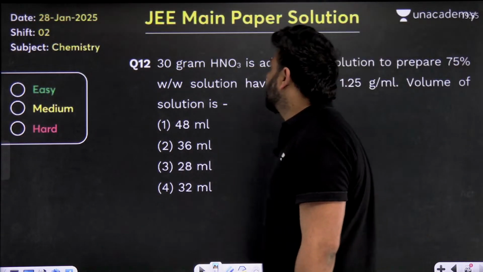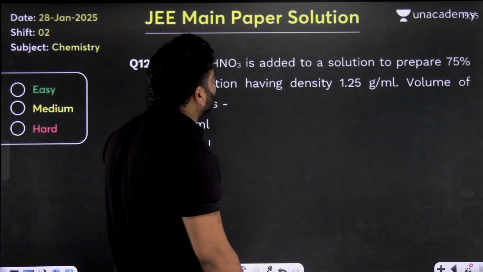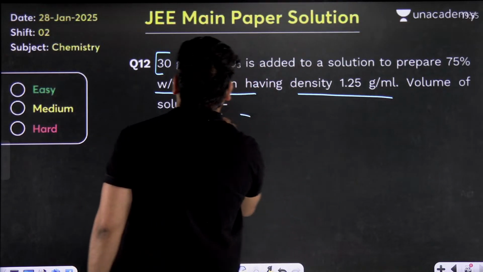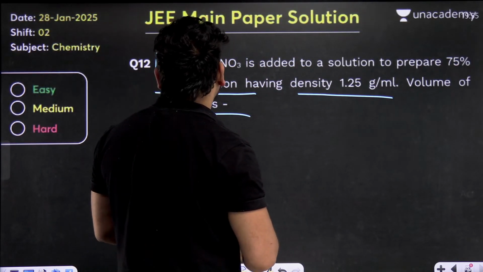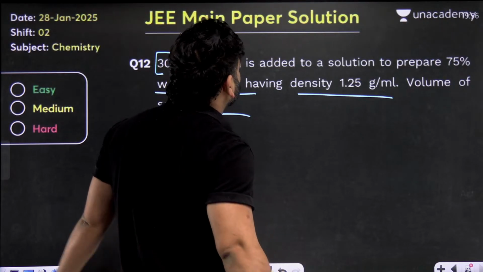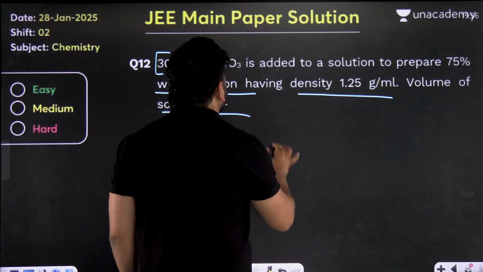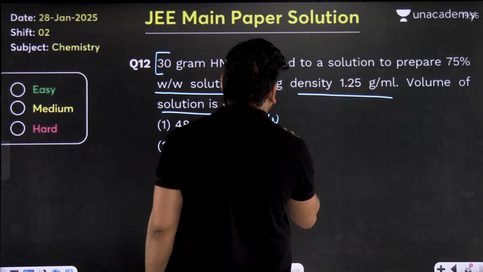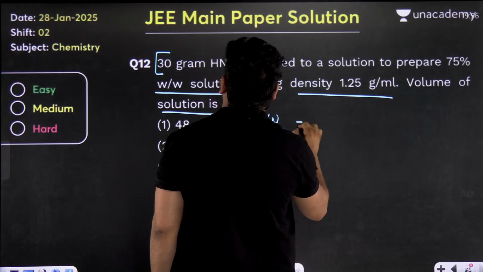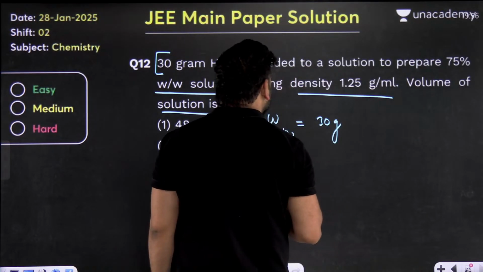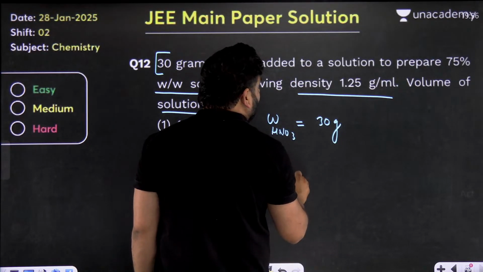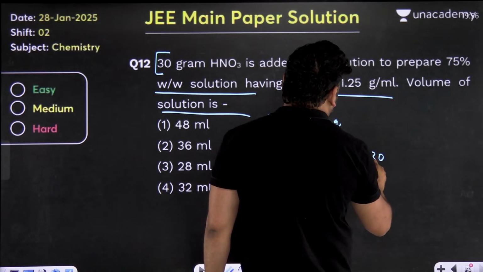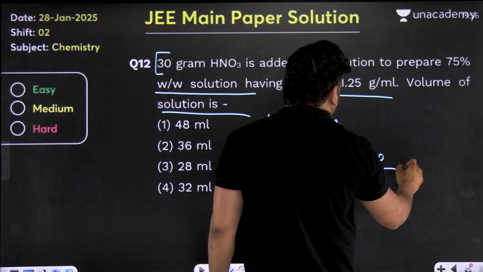There we had this question: 30 gram of HNO3, nitric acid, is added to a solution to prepare a 75% weight by weight solution having this density. Then what is the volume of the solution? So how do you find it? 30 gram of HNO3 is added to prepare a 75% weight by weight solution. So the mass of HNO3 is 30 grams, and the percentage of HNO3 should be 75% w/w, which equals the mass of HNO3 upon the mass of solution into 100.